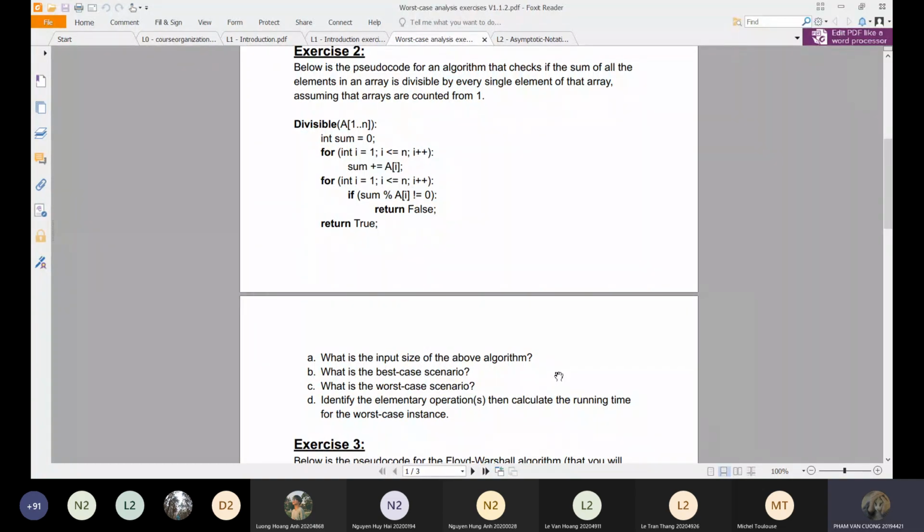You can type in the chat. HUST. Okay, that's right.